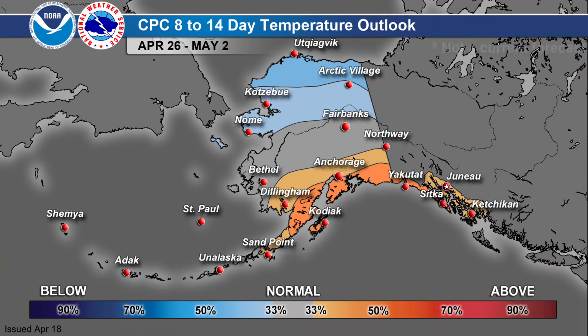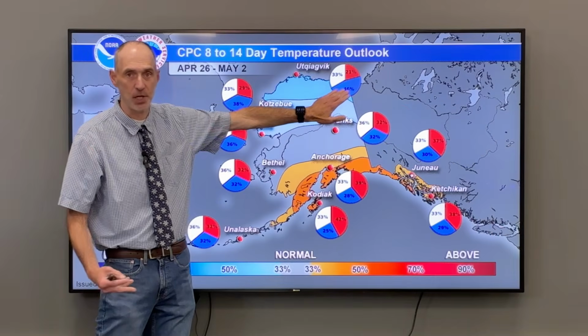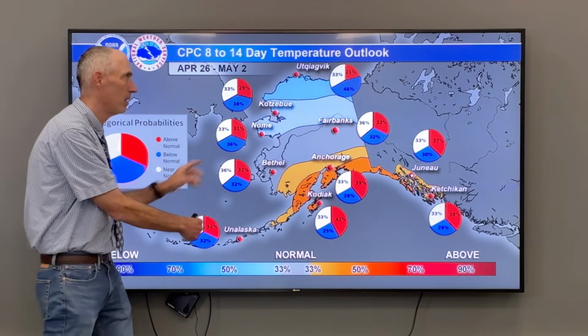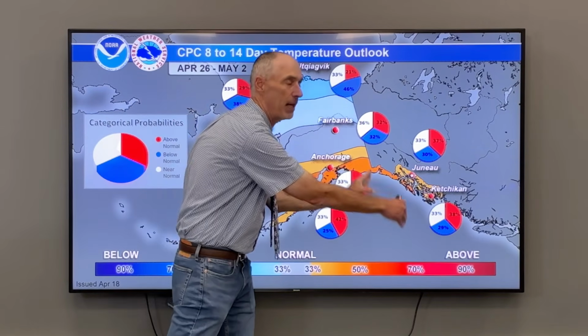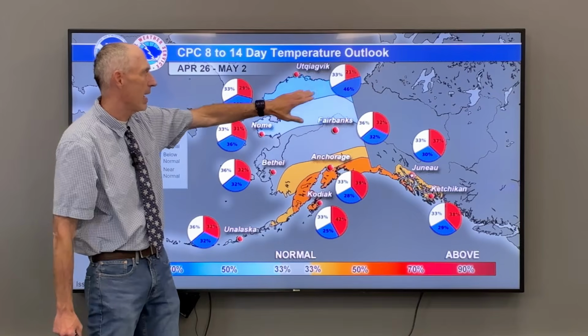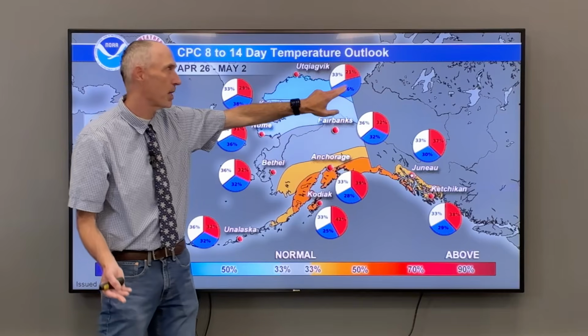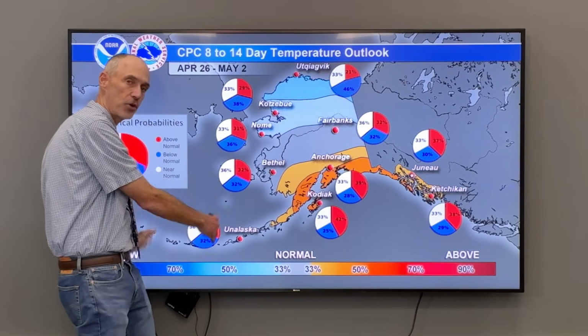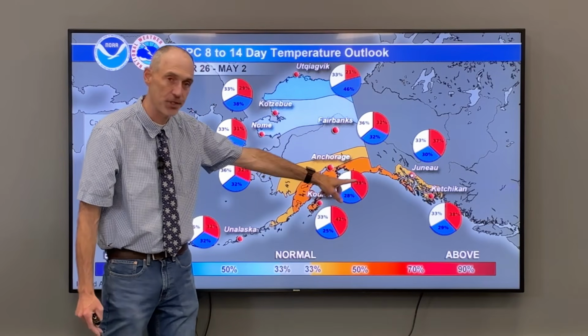So really there's three things going on here. You could make this into three different maps. If we add these little pie charts to it, I think it helps to make it a little bit clearer. Here at Utqiagvik, it's showing that there is a 46% chance of being in that lower third, a 33% chance of being in that middle third, and a 21% chance of being in that upper third. So again, this is not a 46% chance of it being colder than normal. It is a 46% chance of being in that lower tercile. Conversely, here in the southern part of the state, we'll use Anchorage as the example.